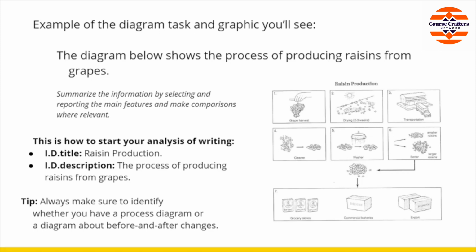And for you to do a little bit of analysis on your writing, and understanding this whole diagram, you can do the following. So for example, take notes and write down title. Your title will be Raisin production, and then description. The description is pretty much what you had in your prompt, the process of producing raisins from grapes. And again, the most important part for you before you begin writing or planning is to determine whether you have changes before and after, or you have a process diagram just like this one.